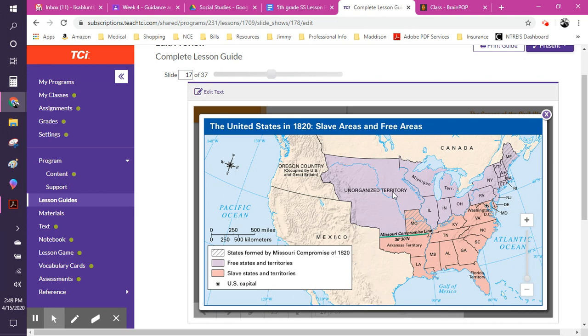And then the pink would be these states down below, which are called slave states. Now, in this area would be the South, and this would be the North. And these areas are where you had slaves, and this is the northern area where you had free labor. So, free labor versus slave labor. And that's what we are going to talk about more.